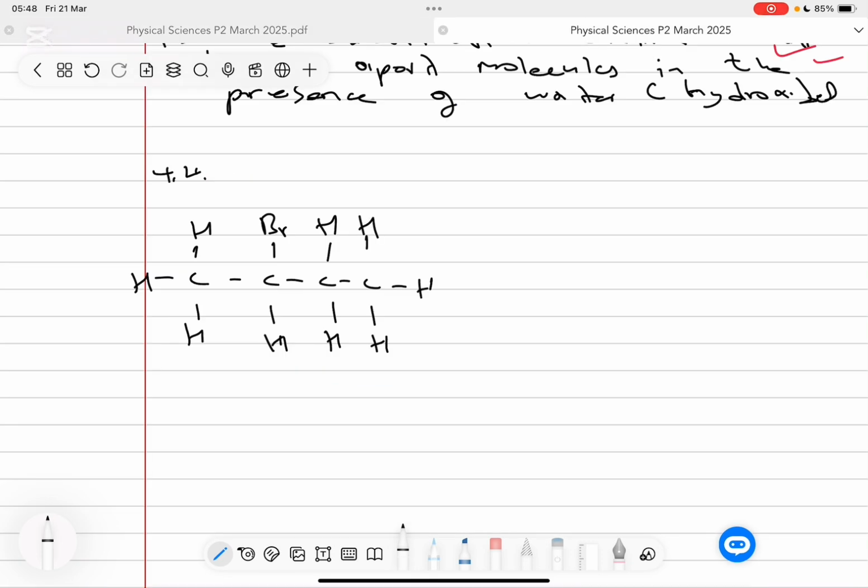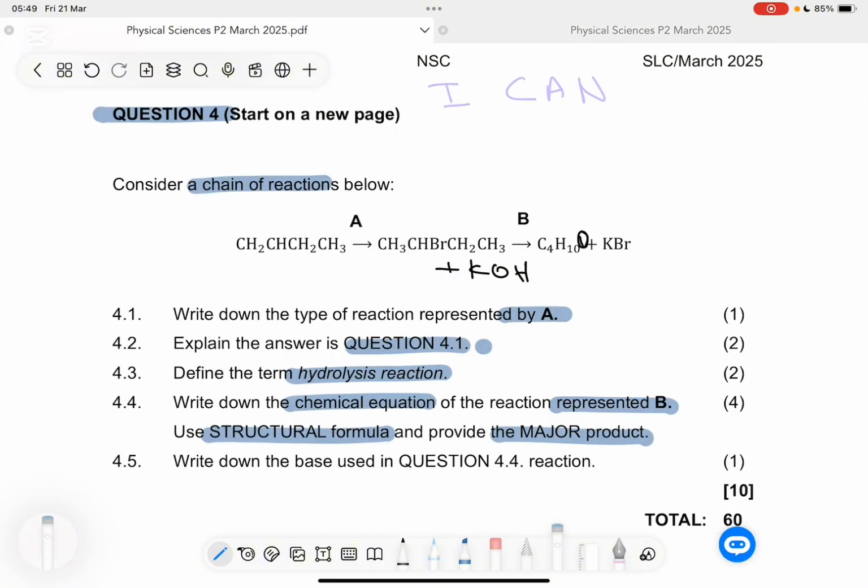So this would be that, and we are adding this to potassium hydroxide. That is a reactant that we're going to add here, because we realize that this is a substitution reaction, a hydrolysis reaction. We realize this because we can see that our product is potassium bromide there. This is an interesting one because that's where we have to come up with our major product.